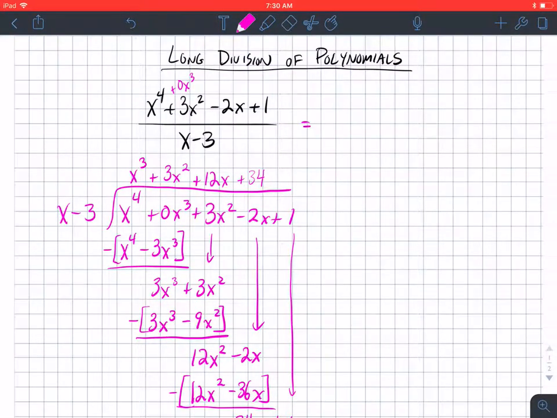So our result here is x cubed plus 3x squared plus 12x plus 34, and we had a remainder in this case. If we didn't have a remainder, or we had a remainder of 0, is another way of saying that, we don't have to write anything, but our remainder is 103, and so the remainder goes over what we're originally dividing by, which is x minus 3.